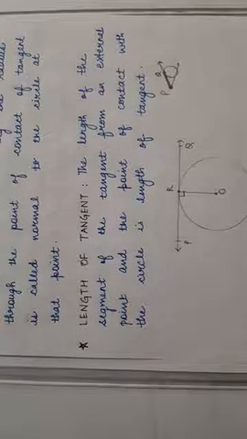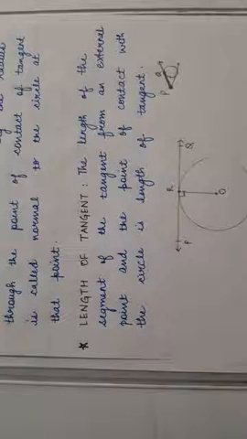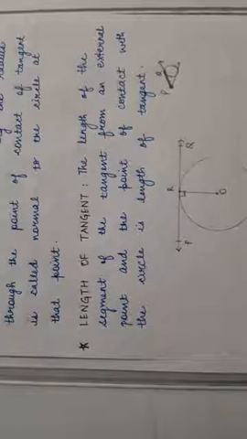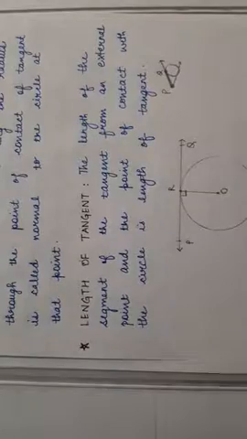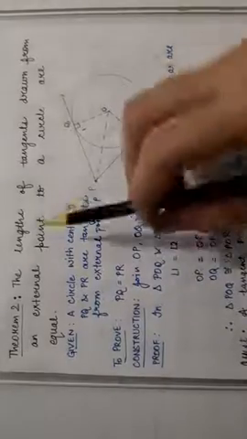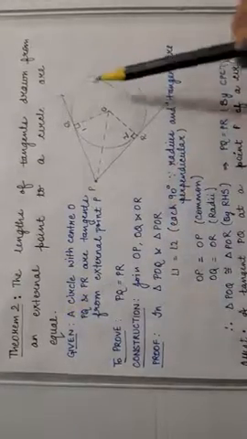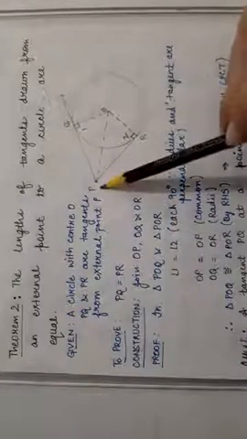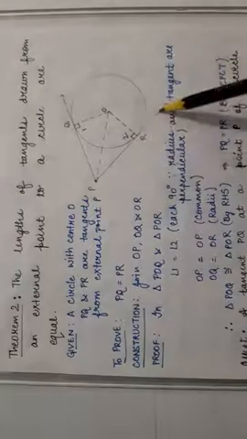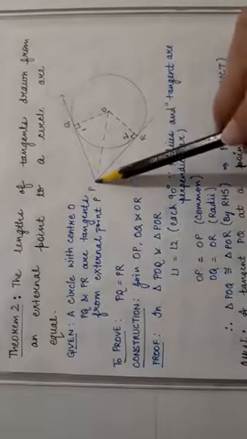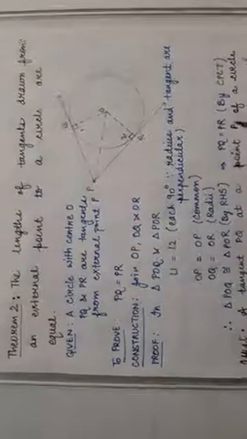Now we'll move on to the next theorem of the chapter. Only two theorems are there. One we've already covered and the next one is quite simple one. We'll study that now. Now this theorem is, the length of tangents drawn from an external point to a circle are equal. Just see, we are given a circle with center O. P is the external point. PQ and PR are the two tangents from this external point P. We have to prove that their lengths are equal. That means PQ is equal to PR.